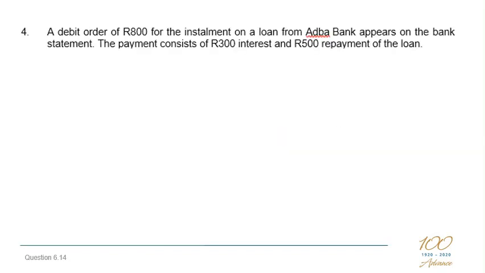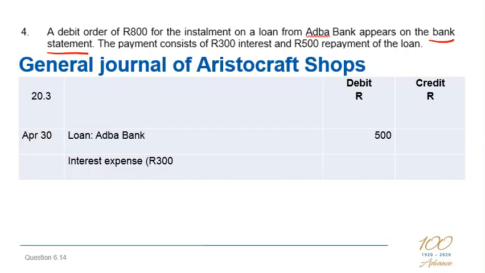A debit order of 800 Rand for the installment on a loan from Adva Bank appears on the bank statement. The repayment consists of 300 Rand interest and 500 Rand repayment of the loan. So this appears on the bank statement, so the bank knows about it, we don't. Where do we fix the mistake? In our general journal. So repayment of a loan will decrease the liability, decreasing the liability on the debit side, and we debit the interest expense and credit bank.